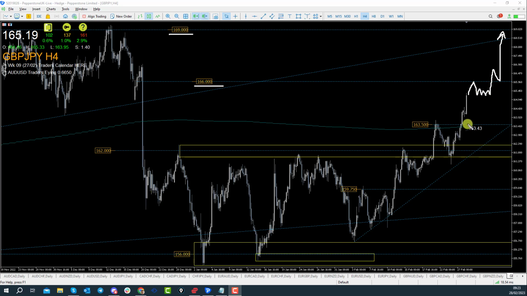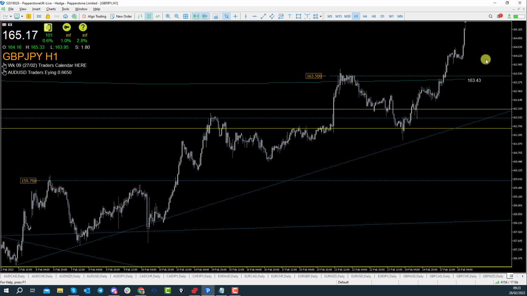The reason why I'm saying that is because you can see in this upward trend here that we had from the reaction down at the 162, we've only slightly consolidated before continuing to take off. So that means that the trend here is quite strong in the market.